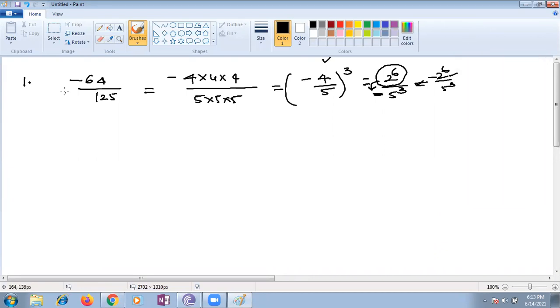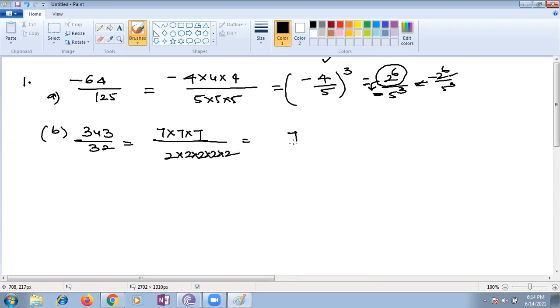This is the first one. The same way we are taking the other one: 343 by 32. 343 can be written as how, children? 7 power 3, 7 cube. And 2 power 5: 2 twos are 4, 4 twos are 8, 8 twos are 16, 16 twos are 32. Shall I write 7 cube by 2 power 5? Anything, both will be correct.